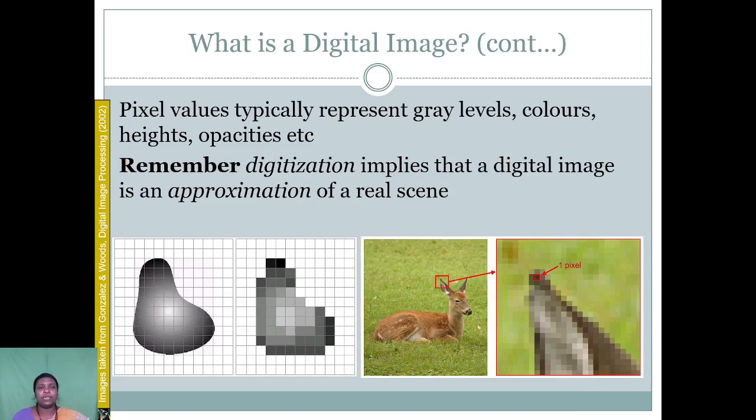Pixel values typically represent gray levels, colors, heights, and opacities. Digitization implies that a digital image is an approximation of a real scene. Here, one picture is there. There is a deer picture, and the next one shows how the picture is converted into pixels. See the image with the deer and the pixel representation.